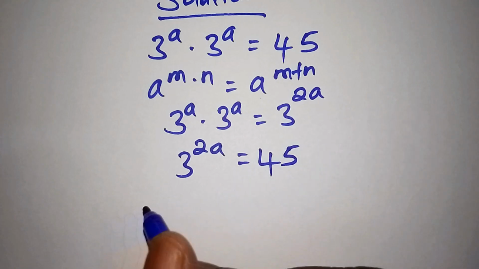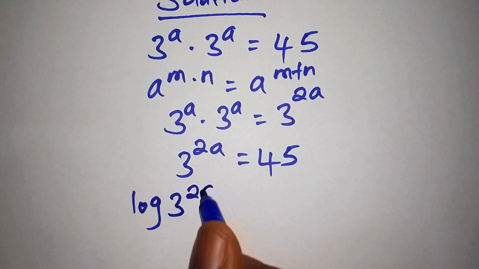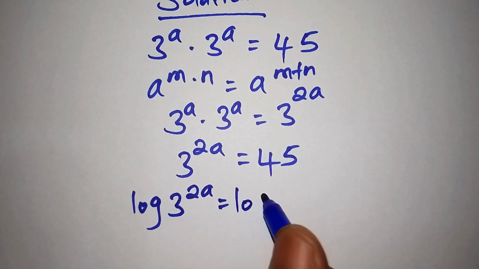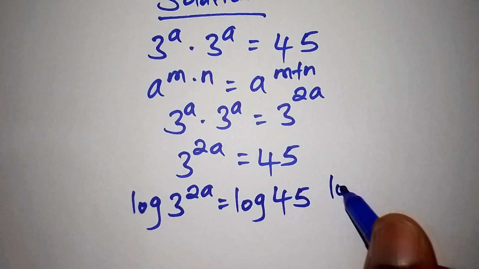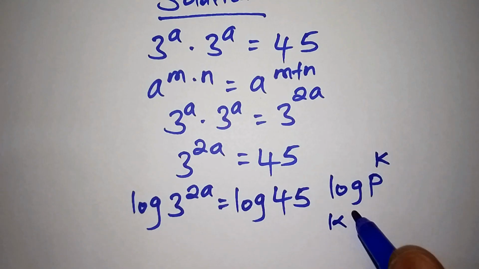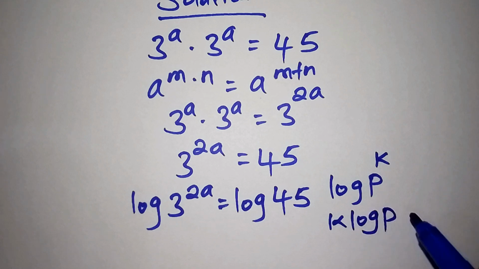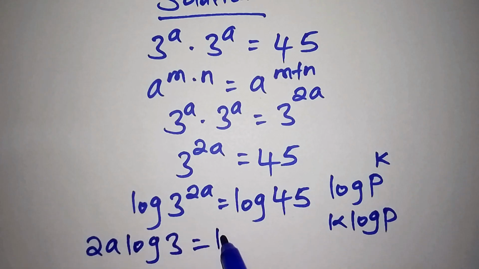So the next step now is to introduce the log on both sides. So now we shall have the log of 3 to the power of 2a is equals to the log of 45. So assuming that when you have the log of p to the power of k, we shall write it as k, the log of p. So now we shall now have 2a the log of 3 is equals to the log of 45.